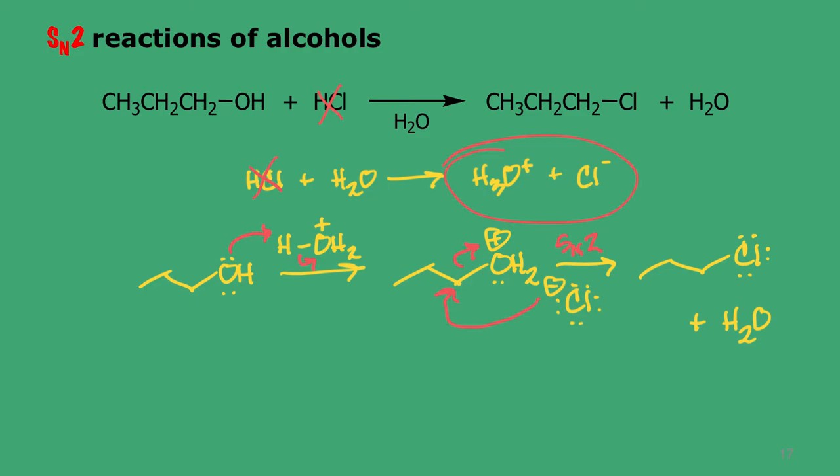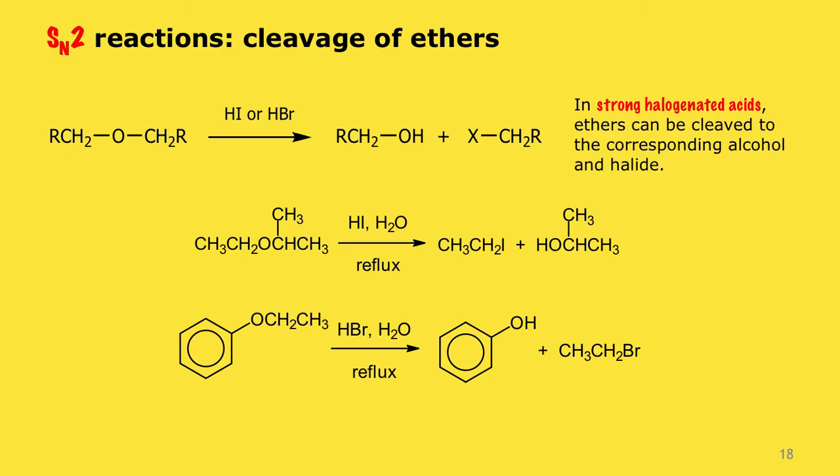And there's our mechanism for the SN2 reaction of an alcohol under acidic conditions. It turns out there's a similar reaction that occurs between strong acids and ethers, and that's shown here. So rather than an alcohol, we have an ether here. And this is something that happens primarily in the presence of hydrogen iodide or hydrogen bromide, or hydroiodic or hydrobromic acid.